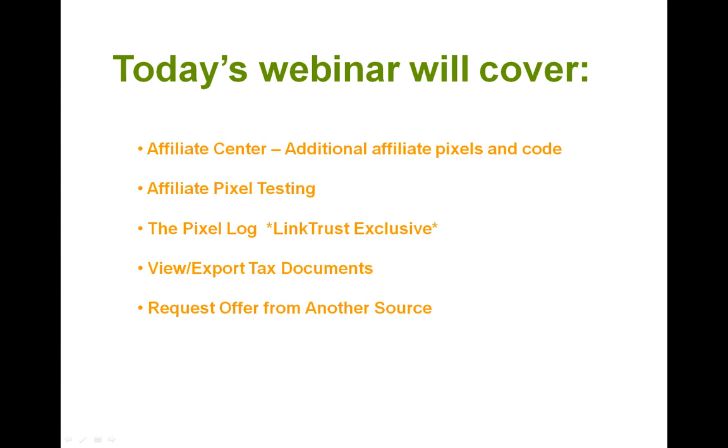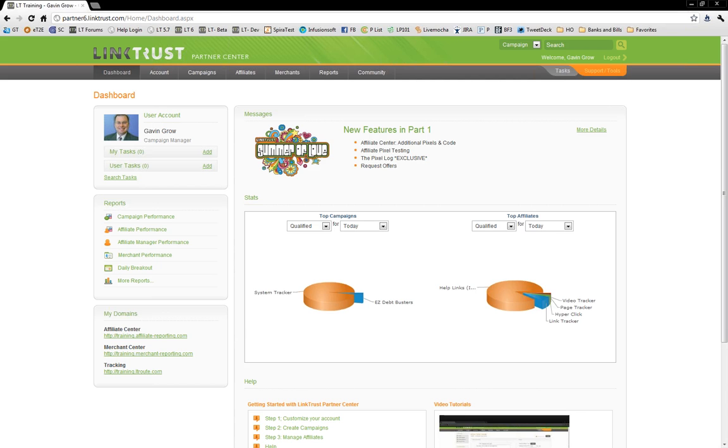So with that, we're going to go straight into the system, and we're going to start working with the affiliate pixel codes, being able to place in additional pixels and codes. Affiliates can place additional codes and pixels in the Affiliate Center without the need to contact the affiliate manager. Previously, this was all done by the affiliate manager. So let me show you how that looked originally.